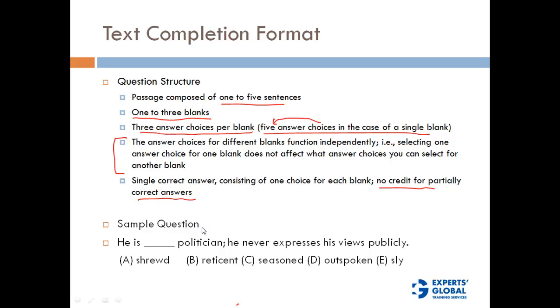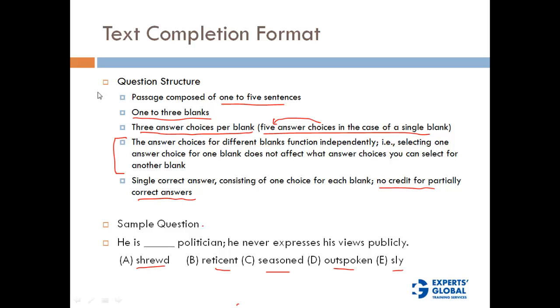A sample question is like this: he is a dash politician. He never expresses his views publicly. So we have 5 options. It's a single blank question. We have 5 options. We are supposed to select one of them.